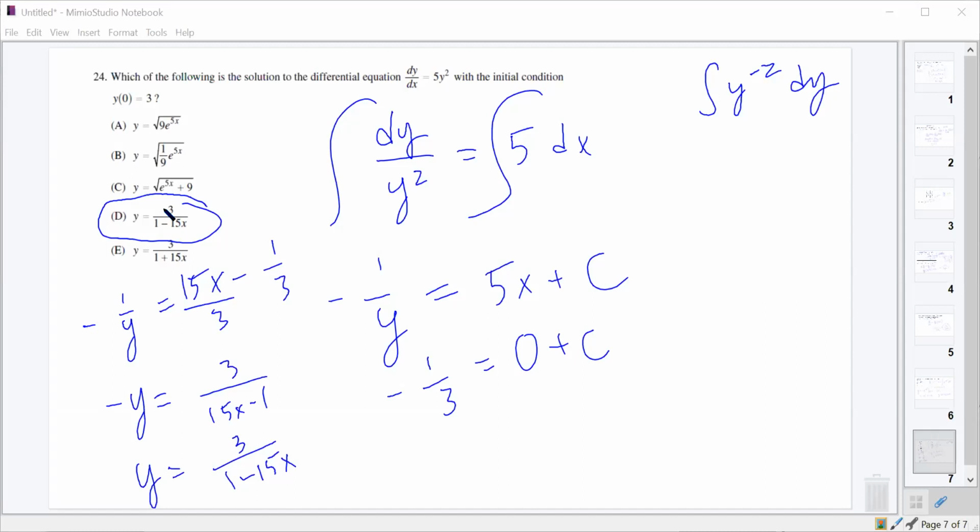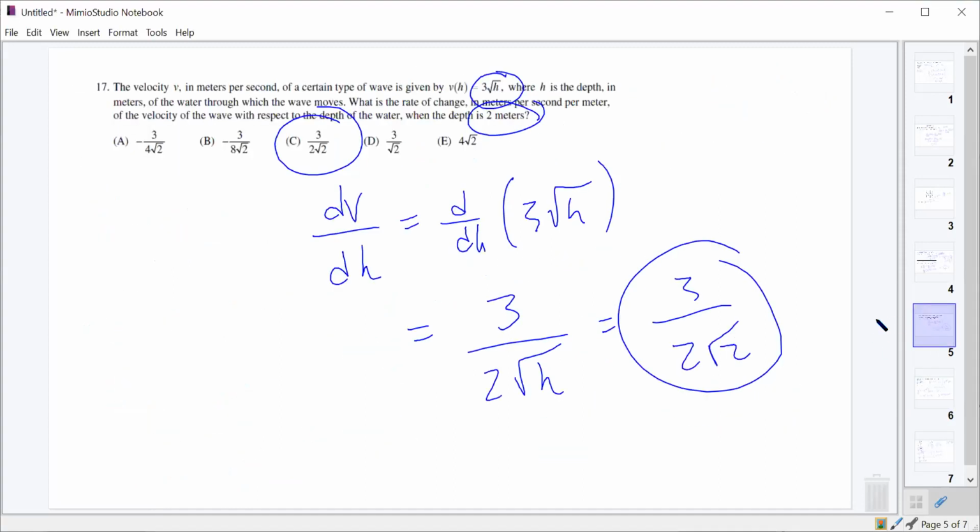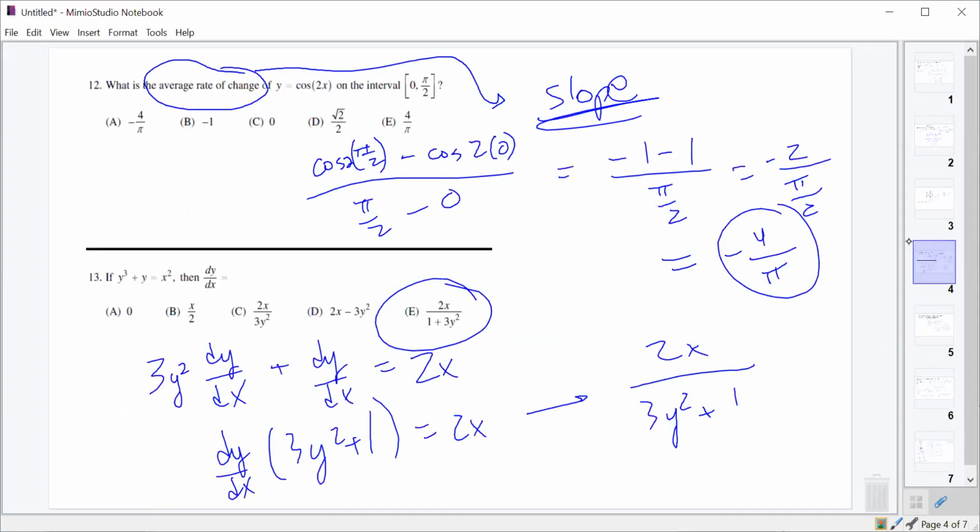So somebody was asking about implicit differentiation. Implicit differentiation is only for taking derivatives. It doesn't have anything to do with integrals. So this is a separable differential equation where we get the different variables on each side and then we integrate both sides. But for implicit differentiation, like on number 13, you're always taking the derivative of both sides with respect to x or maybe with t or who knows what it might be. But implicit differentiation doesn't really have anything to do with integrals. Does that answer your question?